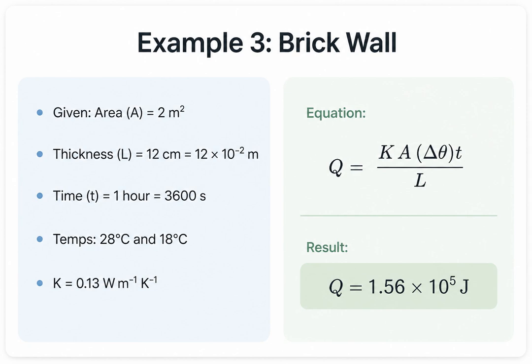For our third example, notice we are asked for the total quantity of heat, Q, not the rate. We have a brick wall 12 centimeters thick over 1 hour. We must convert that 1 hour into 3,600 seconds. We multiply the rate equation by time, plug in our area, temperature difference, and the K value for brick, yielding a total heat transfer of 1.56 times 10 to the power of 5 joules.